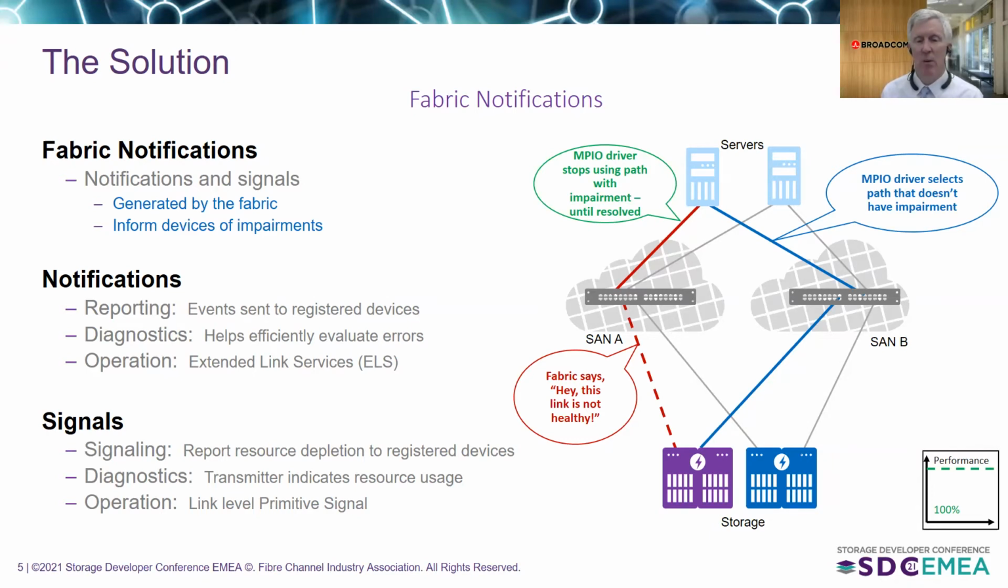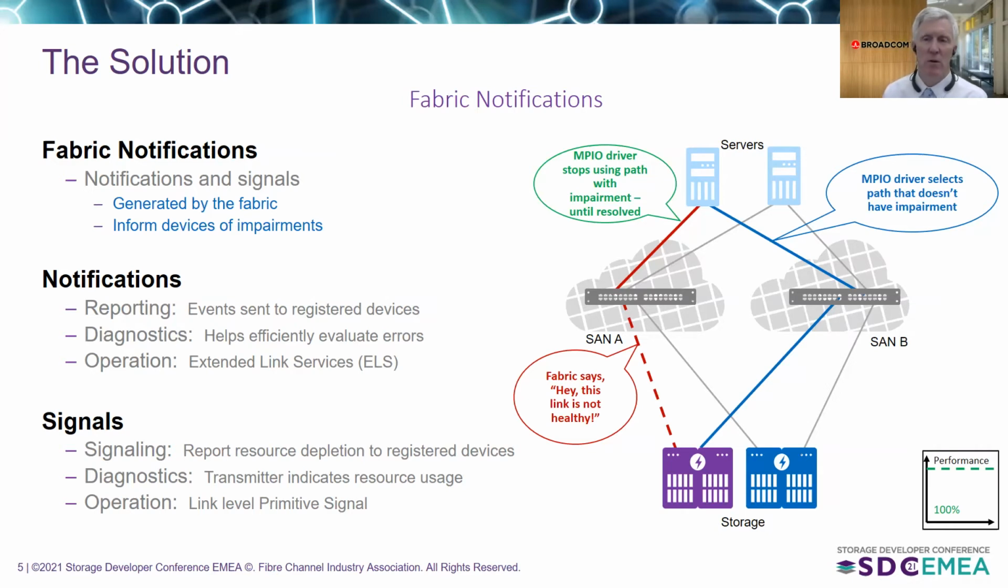This diagnostic capability provides a level of notification between the transmitter and the receiver, indicating when the resources at the transmitter have reached critical levels, or at least a warning level. Again, the operation is implemented as a link-level primitive signal to provide the ability to drill through, if you will, credit stall cases.